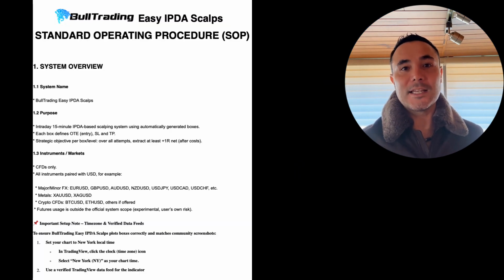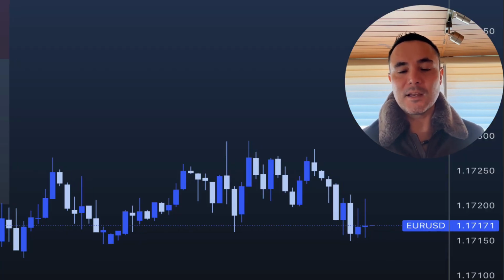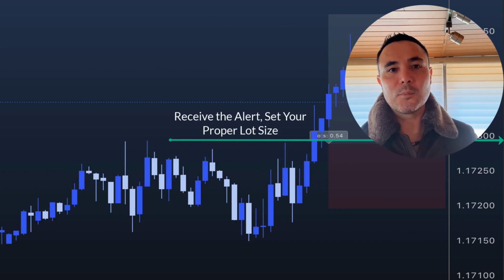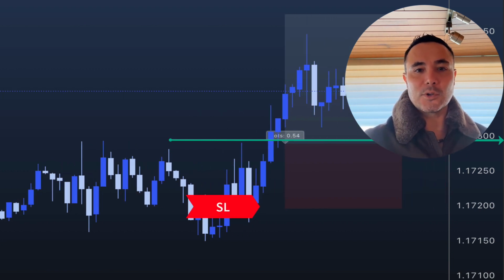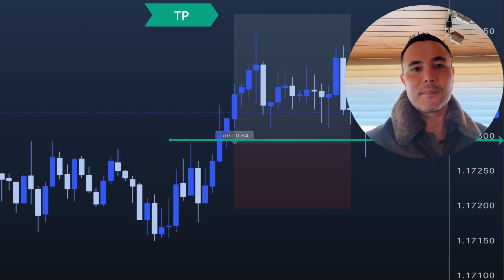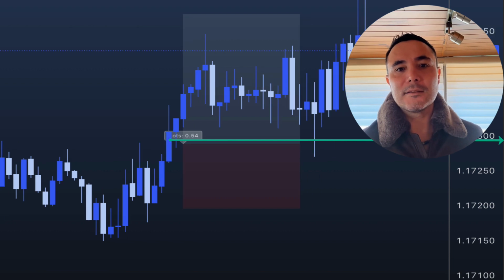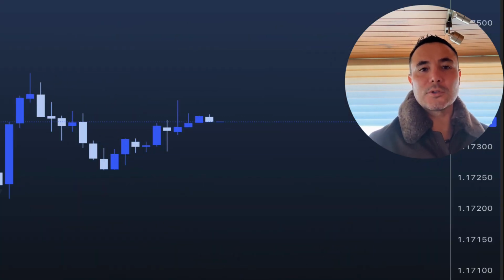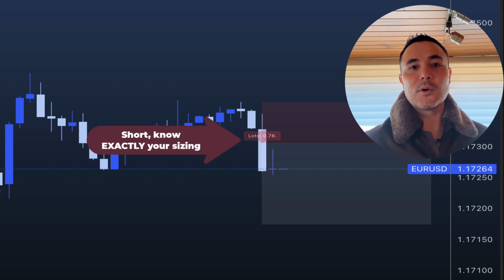This is the bull trading easy IPDA system. It does one thing, it decodes the algorithm behind price movement on USD pairs. Watch this. I didn't draw this box. The code did. It automatically identifies the OTE, optimal trade entry. It calculates the invalidation point for the stop loss. It projects the take profit based on liquidity.